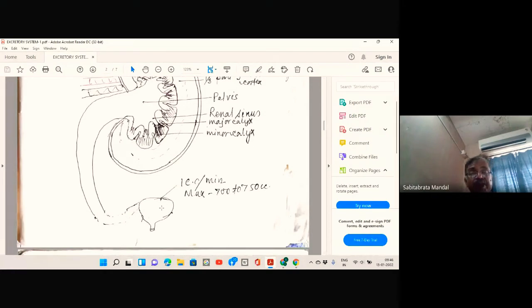Now this is the urinary bladder, and in the urinary bladder 1 cubic centimeter of urine is formed per minute, and it can store a maximum of 750 cc of urine.